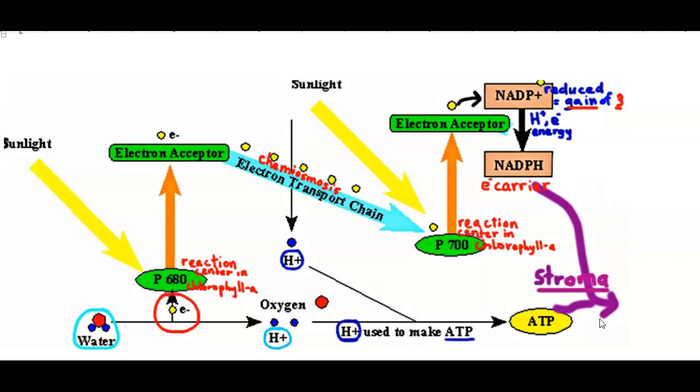And what's going to happen in the stroma? Anybody know? In the stroma, we have the light-independent reactions, Calvin cycle, carbon dioxide, using ATP, using NADPH, is going to get reduced into what? Glucose. Alright, so let's go to the Calvin cycle now.